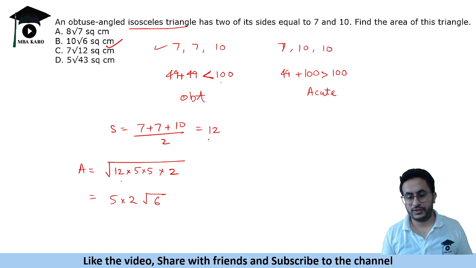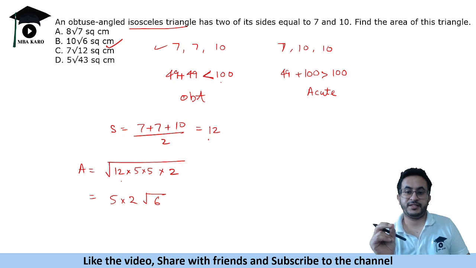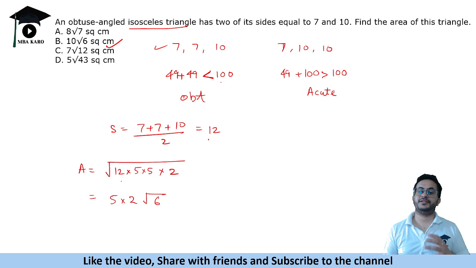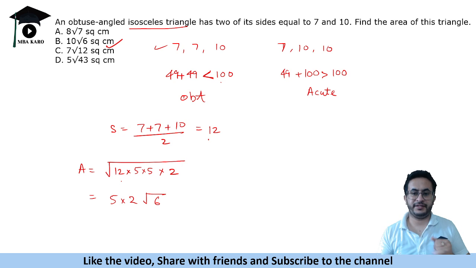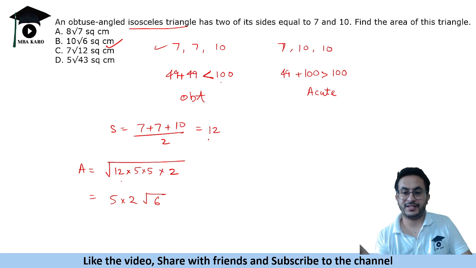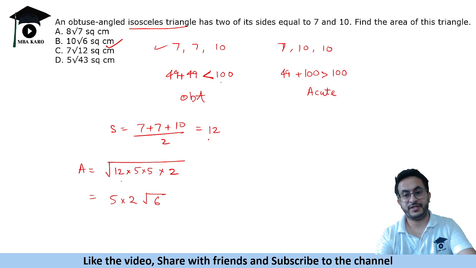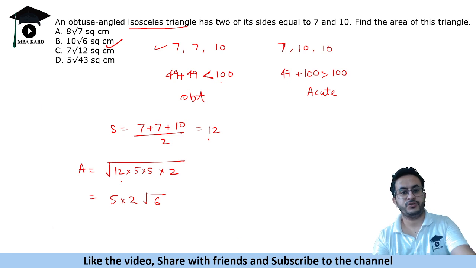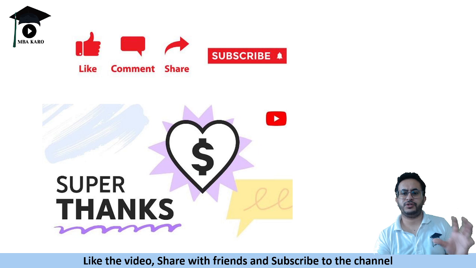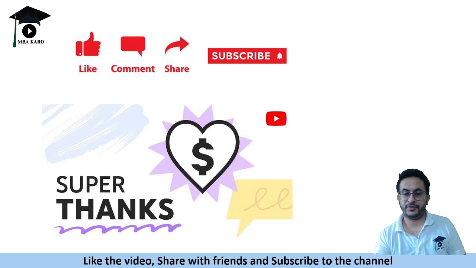So the questions are not difficult, but it is important to remember these properties. In the chapter of triangles, there are a lot of properties related to the types of triangles, related to the area of the triangle, related to special triangles like equilateral triangle and right triangles, and related to different points present in the triangles. So in this video we will try to touch all the points and cover the questions from different aspects.